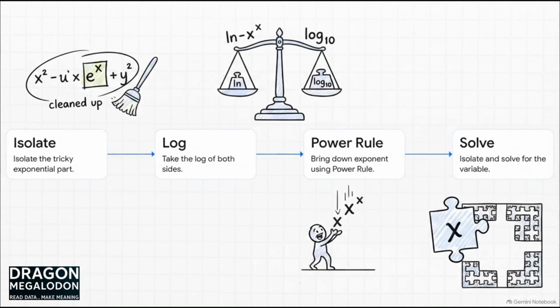So whenever you hit a tricky exponential equation, here is your exact 4-step execution algorithm. Step 1. Isolate the exponential part of the equation. Just clean up all the surrounding numbers first. Step 2. Take the log of both sides. Usually you'll want to use natural log or base 10. Step 3. Execute that power rule we just talked about to bring the trapped exponent down to the baseline. And step 4, isolate and solve for your variable. I promise you it works every single time.